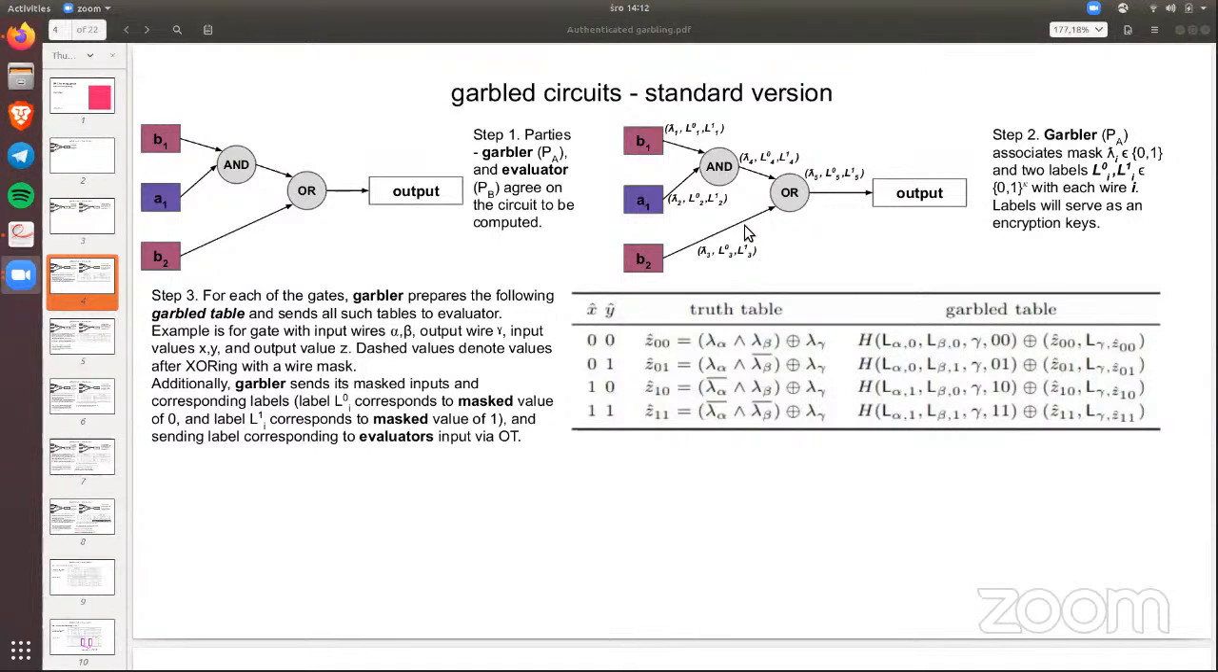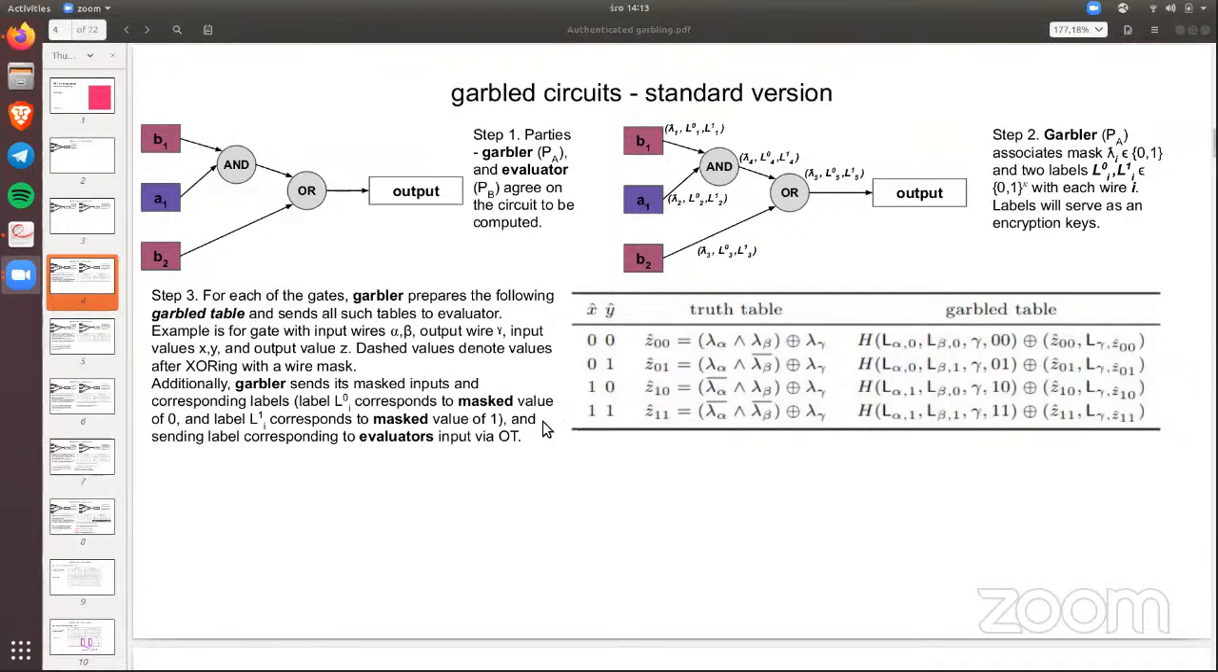So this is how it goes if we're in the middle of the thing. Now the question is how to actually start it, I mean, how to get to the first gate. So additionally to all of that, Garbler needs to send its masked inputs and corresponding label to the first wires. This is just for the sake of starting this process.